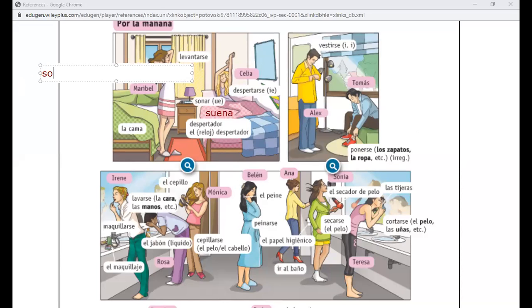So, sonar. So, when you conjugate the verb, you drop the ending, okay? And then you put the ending that goes, right? But because this is irregular, then you do that. Okay? You guys understood what happened?